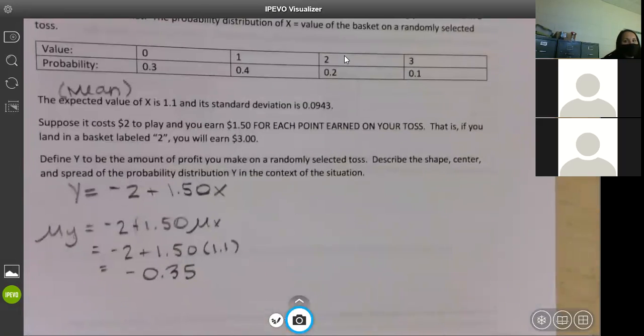So remember when we're defining the shape, center, and spread, the shape we're going to do from graphing it. The center, right here, we're finding the mean. There's your center. The spread, how are we going to find it? How do we find it?